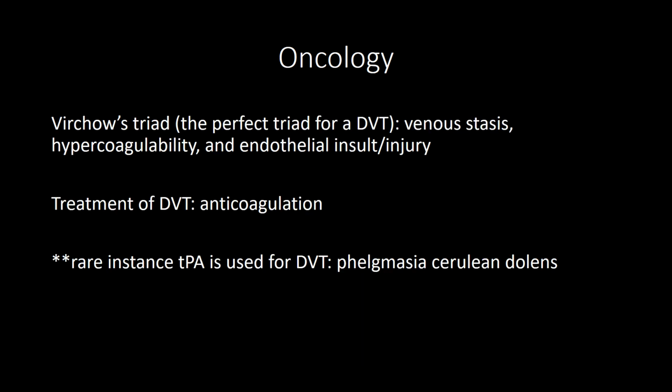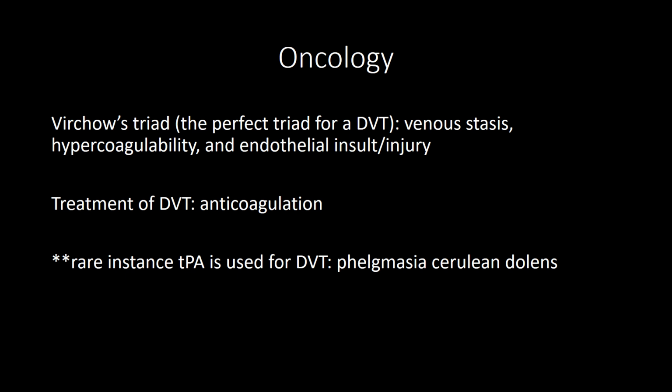Virchow's triad consists of venous stasis, hypercoagulable state, and endothelial injury. In classic DVTs, you're going to get an ultrasound if you have a high suspicion, and you're going to treat with anticoagulation. I want to highlight two other kinds that you may see.